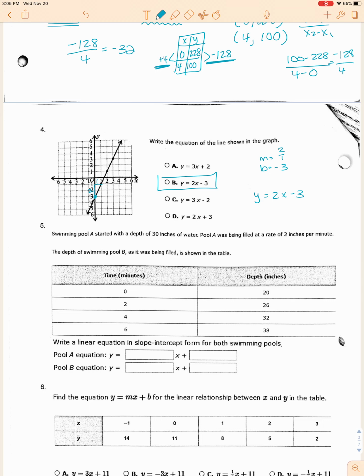Number 5, you're given a word problem. Swimming pool A started with a depth of 30 inches of water. Pool A was being filled at a rate of 2 inches per minute. Swimming pool B is being filled as shown in the table. So I need to find the difference, which would give me the slope or the rate of change. I need to recognize where the y-intercept would be. How do I know where a y-intercept is in a table? And then I can write the two equations. So go ahead and pause.